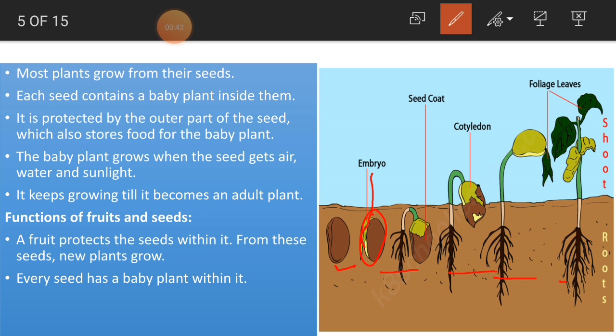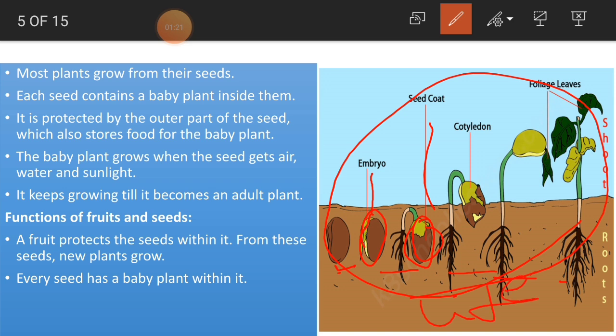Okay, and if you see this outer layer of the seed, this is called a seed coat. It is going to protect the plant, as we said. So it starts growing from the embryo, seed coat, and then different parts here, and at last it becomes an adult plant. And this total process of a plant, from germinating as a small seed till the adult plant, is called the life cycle. We call it the life cycle of the plant.